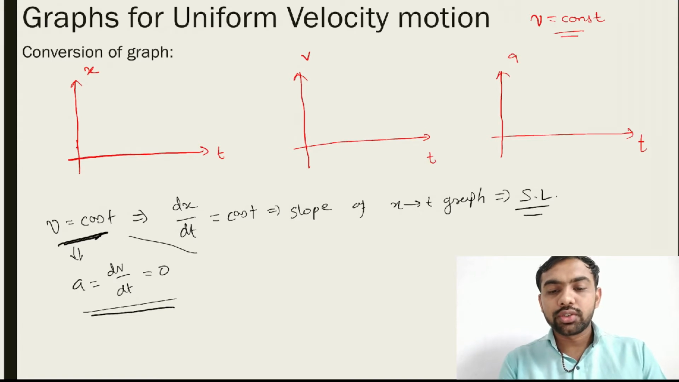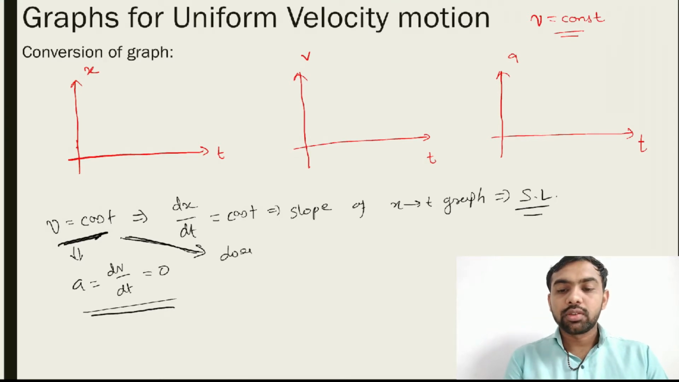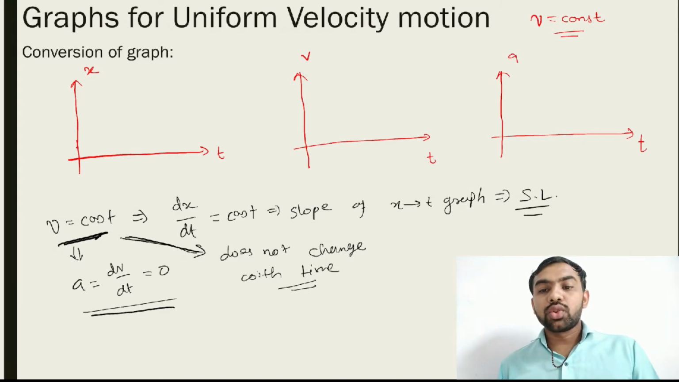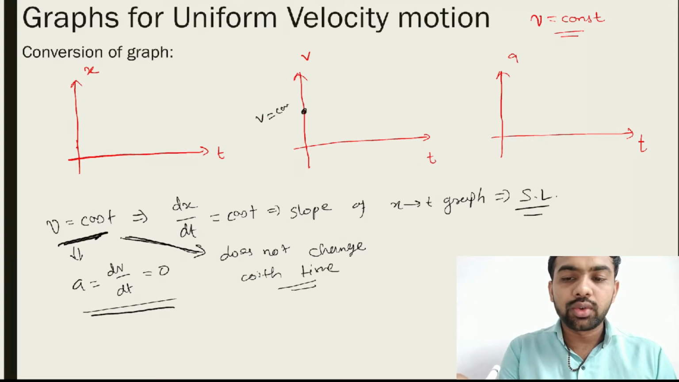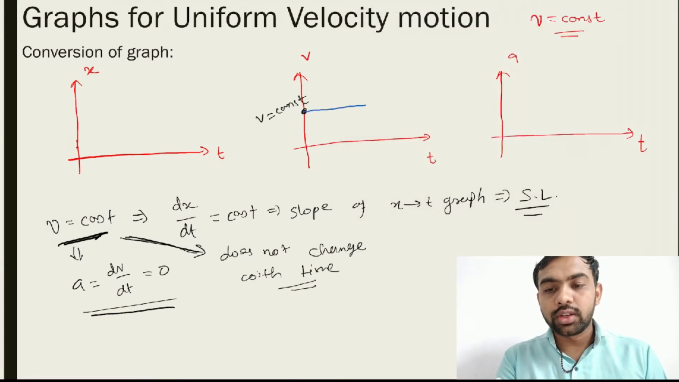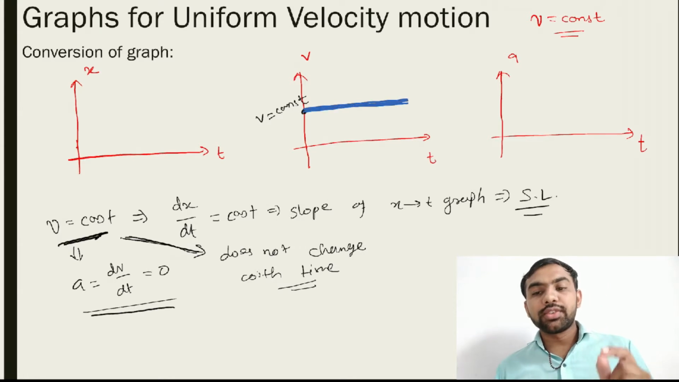And v constant means it does not change with time. So first you understand all the terminology when a graph is given to you. v constant means it does not change with time. Suppose the velocity is constant, some particular value. If v is constant, then the graph is constant like this. It does not change with time. It's the same throughout the motion.